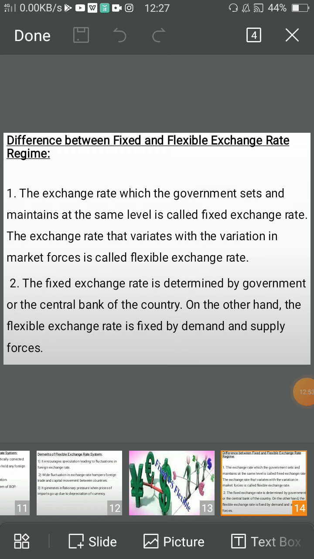Fixed exchange rate means a rate determined by the government. Under flexible exchange rate, the variation in the market forces means demand and supply. The fixed exchange rate is determined by the government or the central bank of the country. On the other hand, the flexible exchange rate is fixed by demand and supply forces.